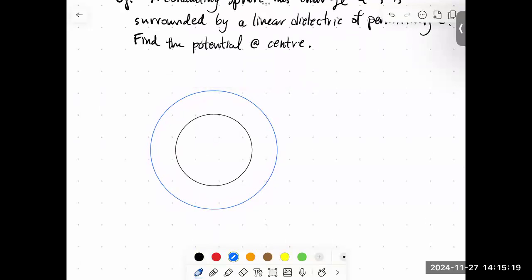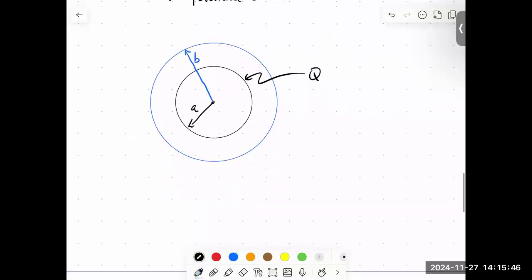All right, good. So what we're going to do is say that our conducting sphere has radius A, and it carries charge Q because it's a conductor. That charge is on the surface. And then our dielectric is this blue thing, and it has an outer radius of B. All right, so what do we know?